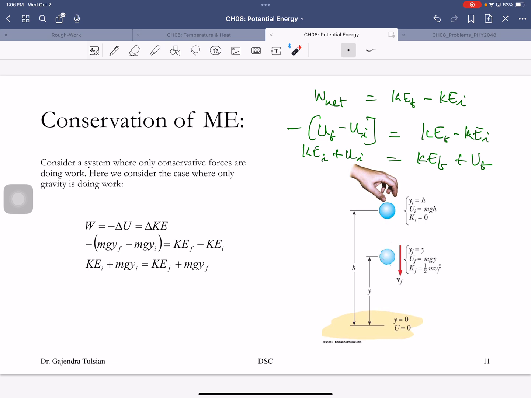That means the sum of these two quantities is constant throughout the process. Here's this chalk. I'll throw it up. The energy is constant at every point. Okay, so you can make powerful statements like that.